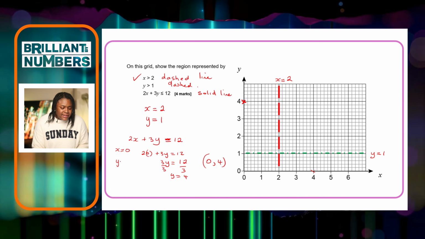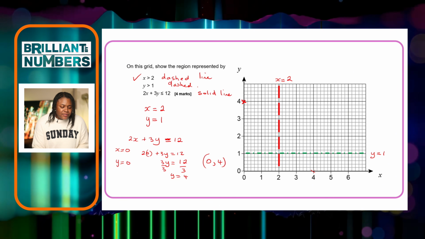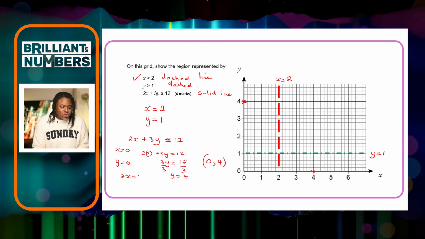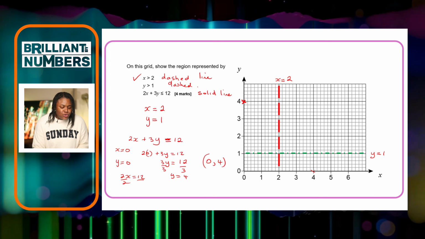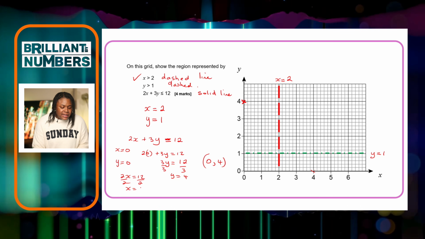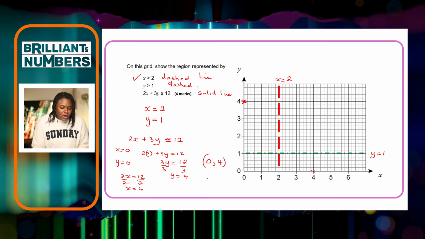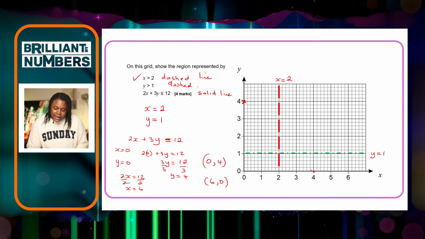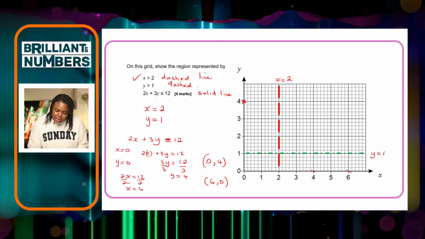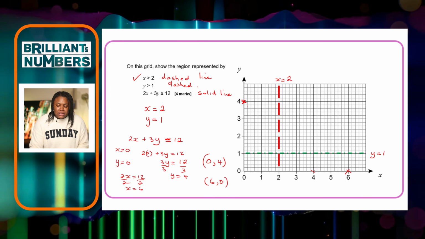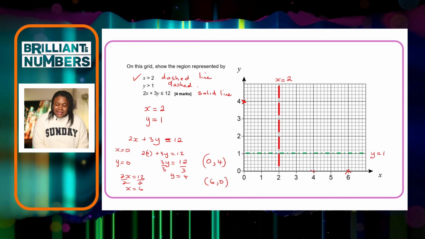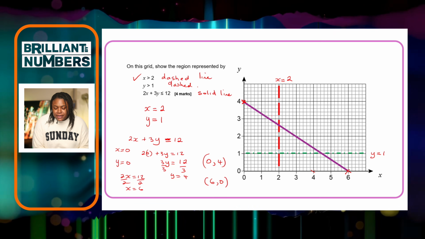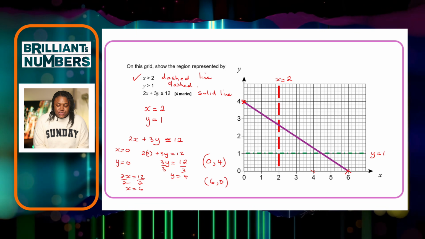So when y is equal to 0, all of this 3y is now 0. We will then be left with 2x equal 12. Dividing by 2, we get that x is 6. So therefore, another coordinate we can plot, 6 for x, 0 for y. We go here, 6 for x, 0 for y. We only need 2 points to draw that line. So now we're going to put that in, make a straight line. Now we're going to shade our region.